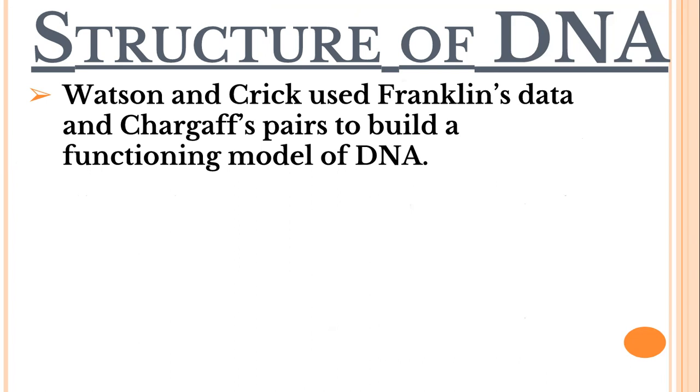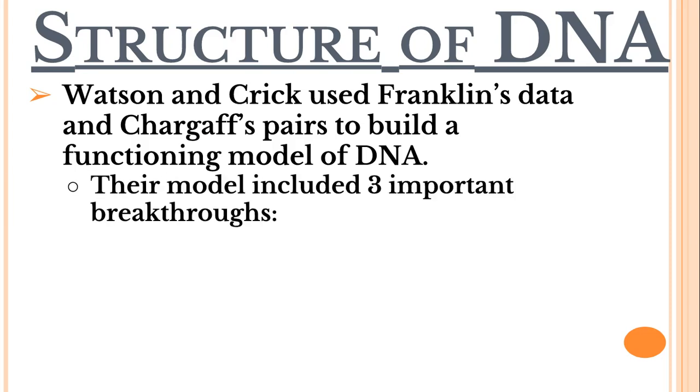So once they have seen Franklin's image, and she's actually the one who took it. Rosalind Franklin took the image. She's working with Maurice Wilkins, right? But it was her image, that Photo 51, that helped Watson and Crick. So using that part of her data, that image she produced, and then Erwin Chargaff's pairs, knowing that adenine goes with thymine and cytosine goes with guanine, they were able to build a functioning model of DNA.